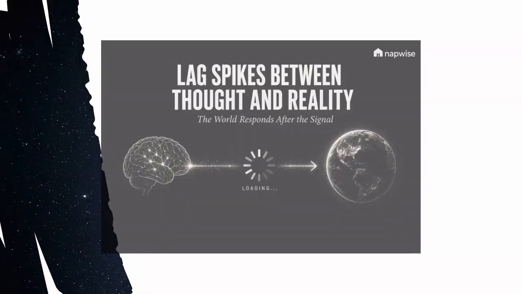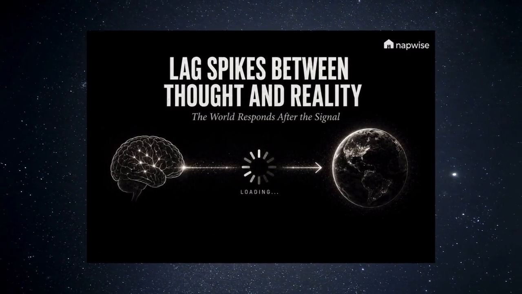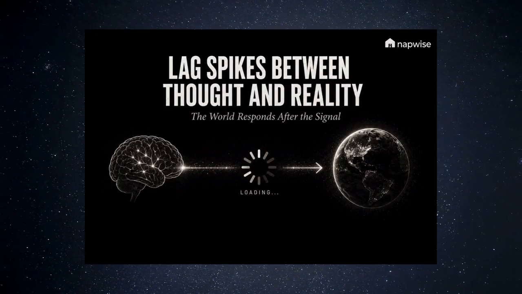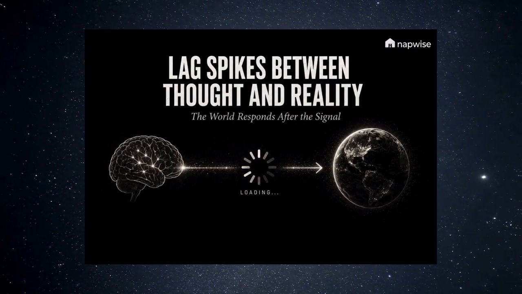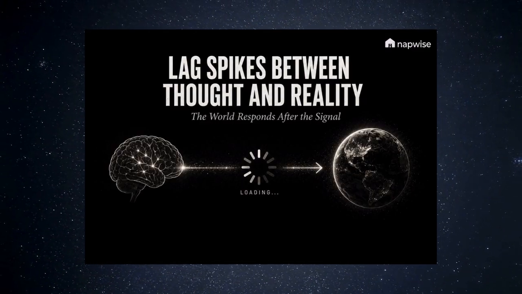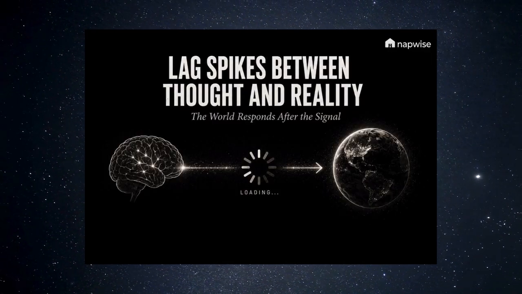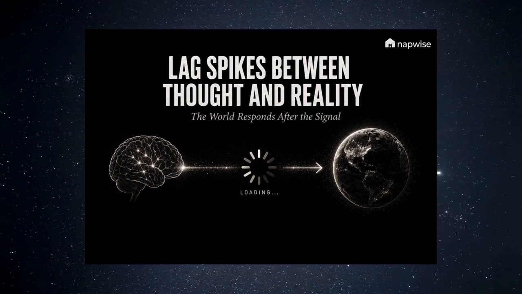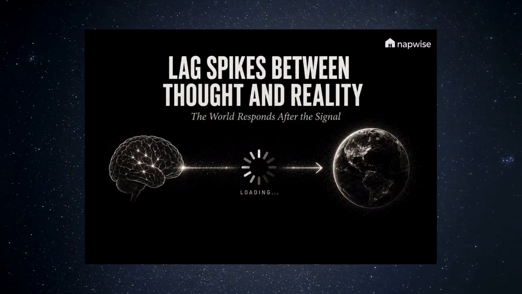Lag spikes between thought and reality. You think of a friend you haven't spoken to in months, and 20 minutes later their name appears on your phone. You feel an intuitive pull to slow your car before a hazard appears around the corner. A song arrives in your head in the morning, and you hear it playing in a place you happen to enter that afternoon. We call these coincidences, or sometimes premonitions, or pattern recognition from an anxious brain finding connections where none exist.